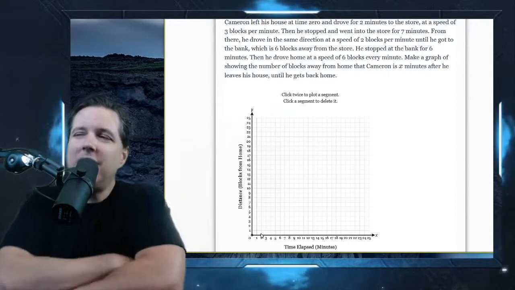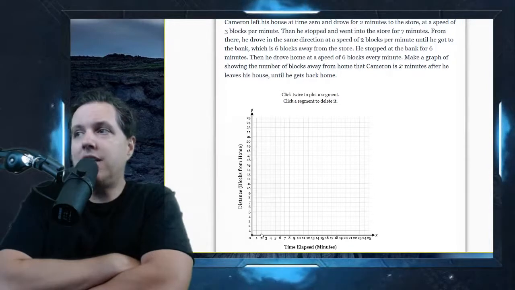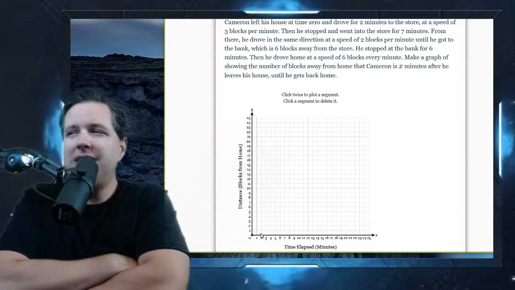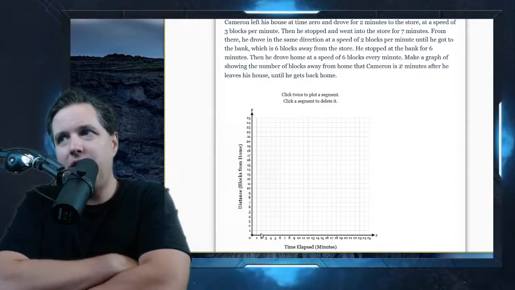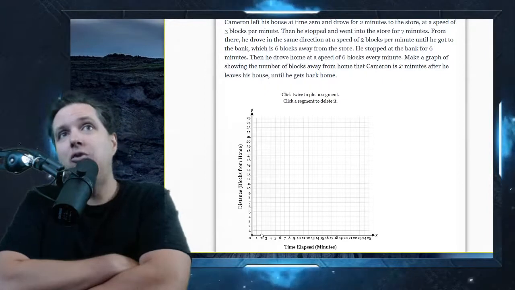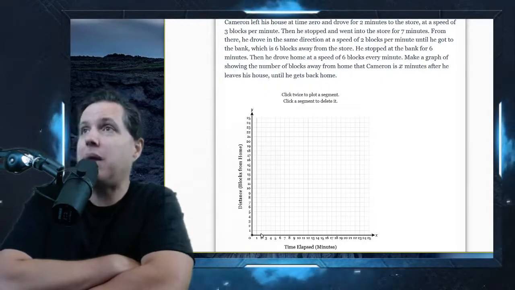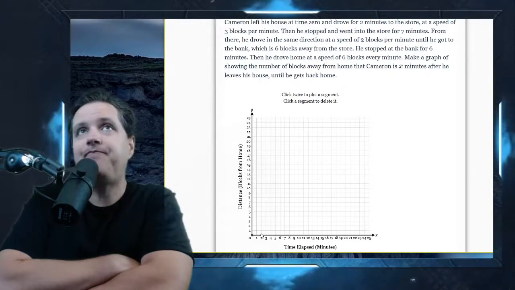So notice they didn't give us all the information. They didn't say after 2 minutes he was 6 blocks from his home. They didn't say that, right? We have to figure that out. We have to fill in the gaps. This is that critical thinking piece. This is the thing that actually makes a person good at math and able to make good life decisions based on mathematics, is filling in the gaps of the information that you have.